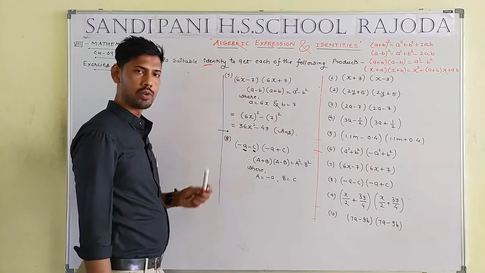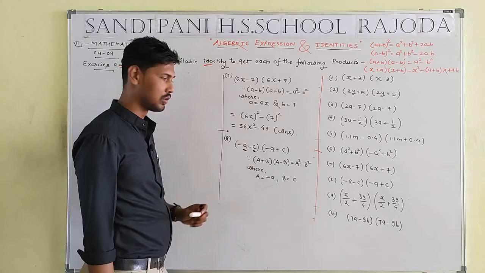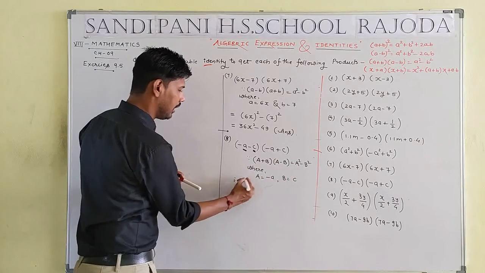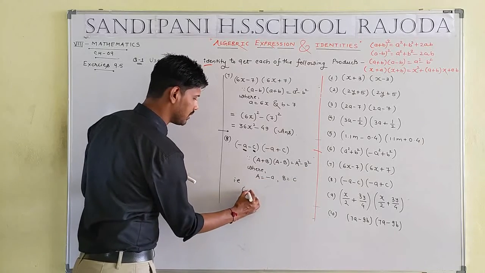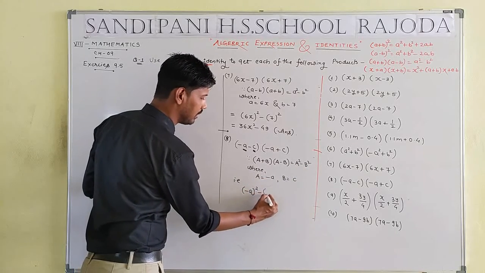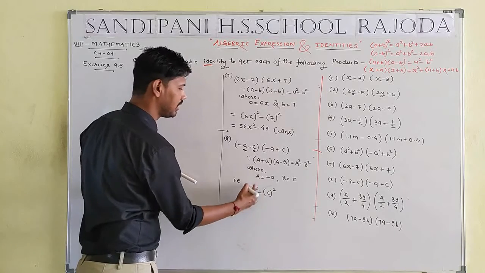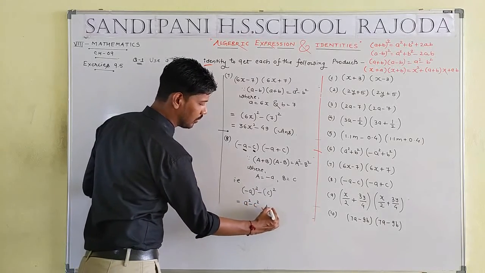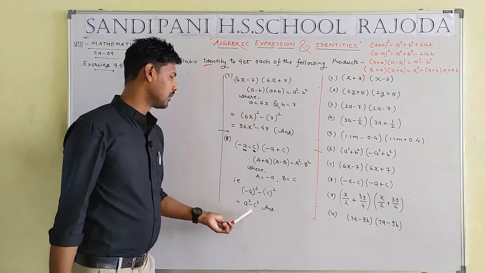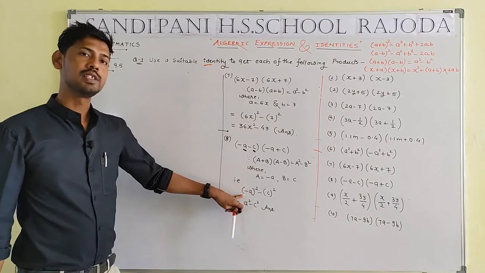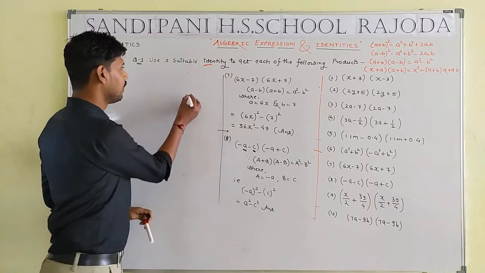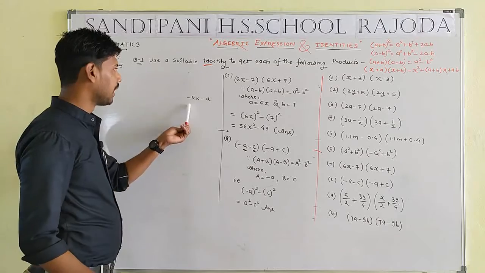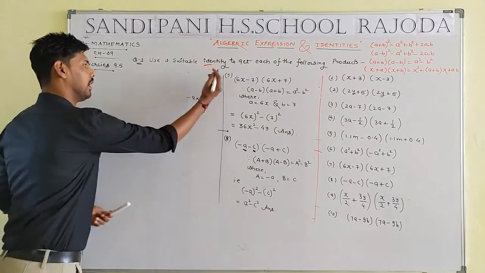A will be equal to minus a and B will be equal to small c, such that by use of the identity we can write A square minus B square, that means (minus a) square minus c square. Minus into minus will be equal to plus, then a square minus c square. Okay student, (minus a) square, that means minus a into minus a, minus minus plus, a into a will become a square.